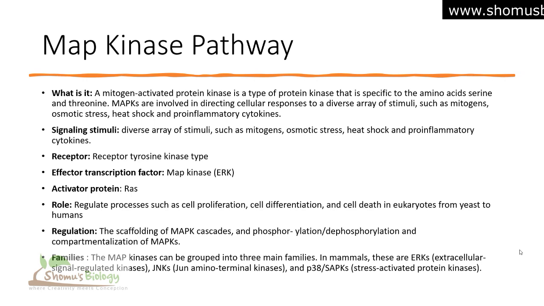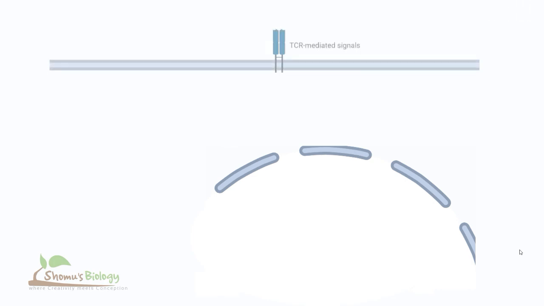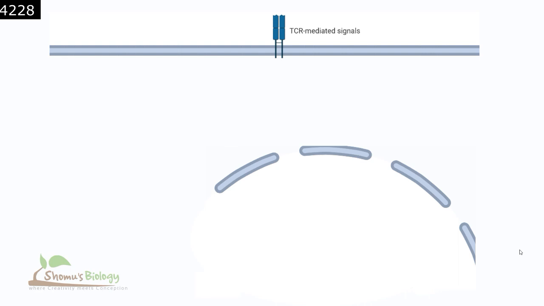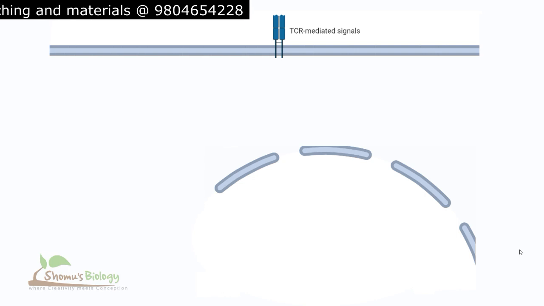Now let's look at the animation of MAP kinase pathway. The MAP kinase pathway animation. So let's start with the cell membrane and the receptor of the MAP kinase pathway. In this case, we took the receptor as TCR mediated signaling, and we have T cell receptor as the receptor on the surface of the cell membrane.